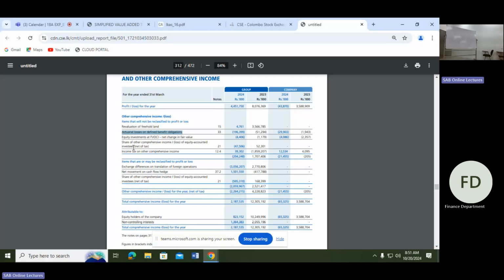Unrealized gains which derive from outside, beyond the control of management, all those things will pass into other comprehensive income.